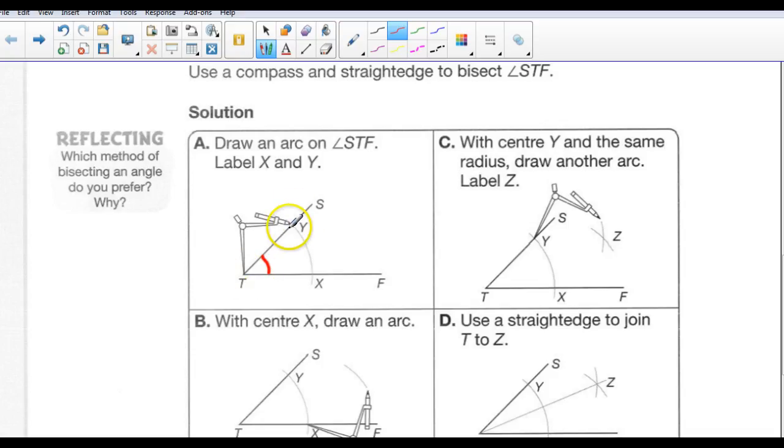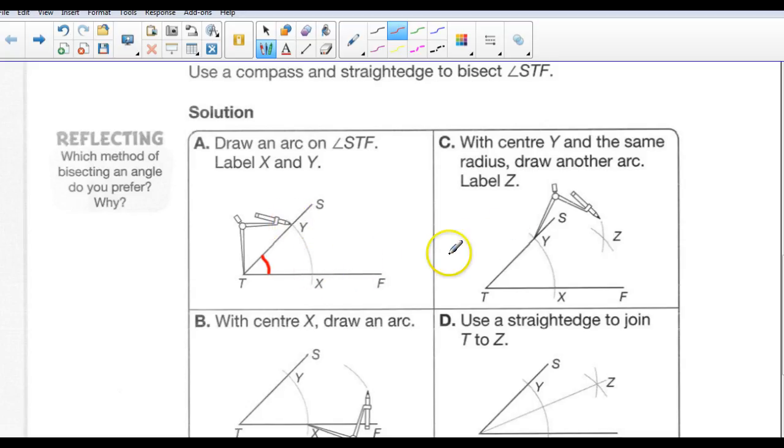Doesn't really matter. Set the distance from the point to the tip of the pencil almost to the point S, okay, almost to the length of the line. You can see they went about maybe 2/3 of the way. So they stretched out the compass to go to about here. And they put the point on T, and what you do is draw an arc. You draw an arc from one arm on TS all the way down through to the other arm, and you label that X and Y. Okay, just label it X and Y. You've got a point there, point there.